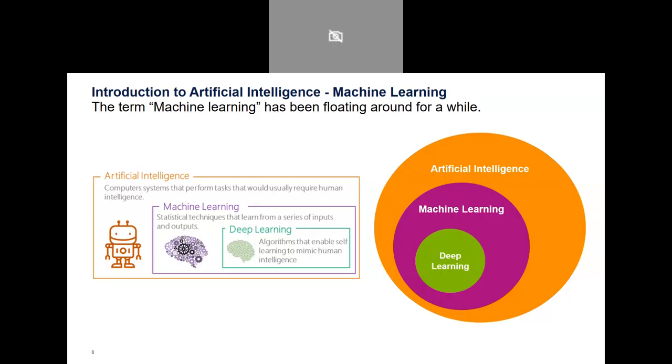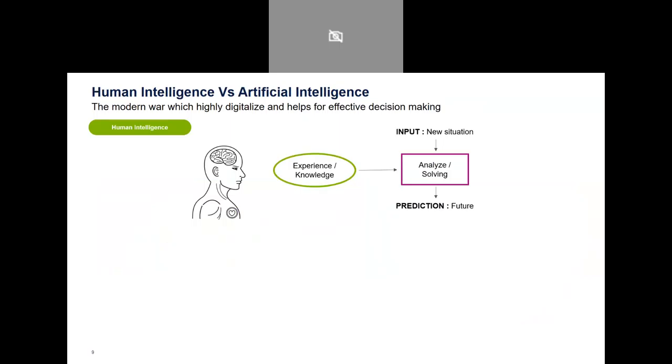I think I'm not too fast, but let me slow down a little bit. The next slide explains some differences in comparison to human intelligence. This is a kind of modern war happening between human intelligence and the artificial one. Let's look into human intelligence. As I said before, humans have a huge amount of experience and knowledge in our day-to-day life, which we gather over a long period of time.